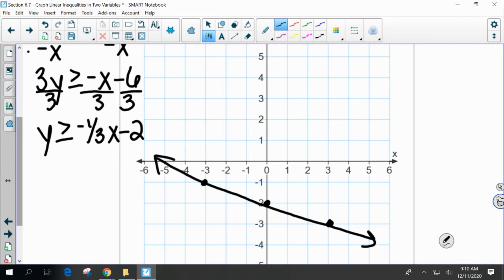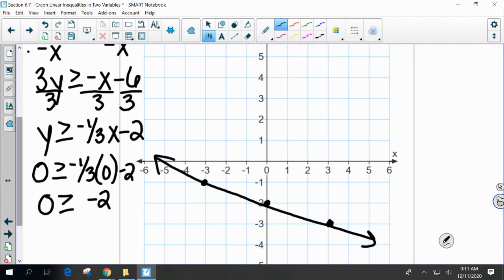Okay, so this time when I go to test it, I can use 0, 0 because 0, 0 isn't on the line. So I'm going to use that because that's easier. So 0 is greater than or equal to negative 1/3 times 0 minus 2. So 0 is greater than or equal to negative 2, which is true. So I'm going to shade the part of the line that has 0, 0.